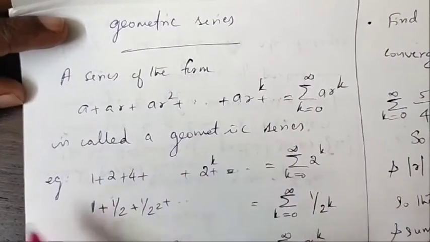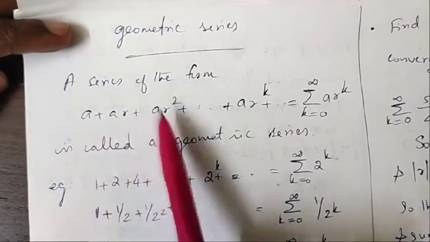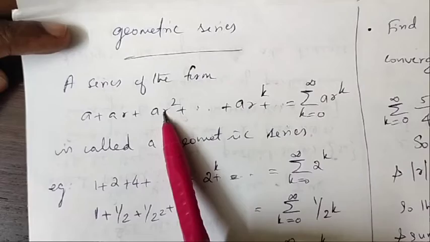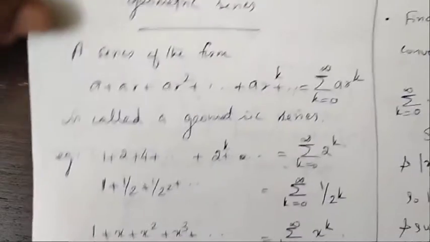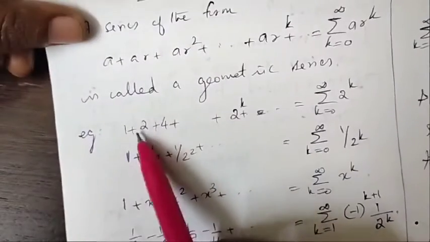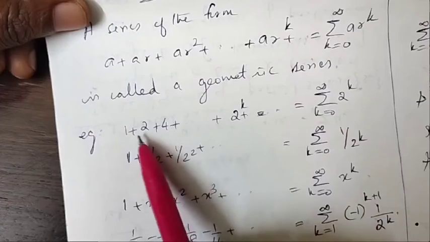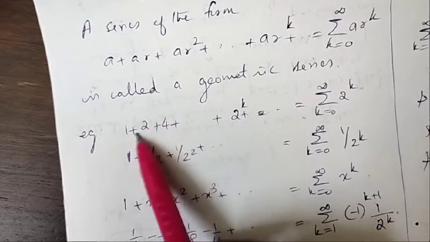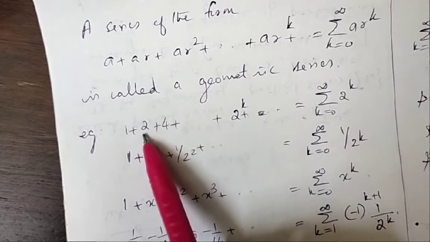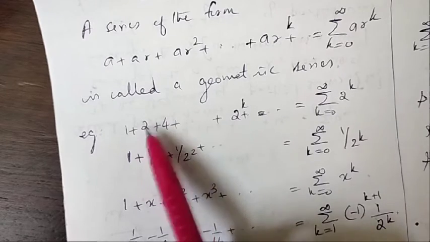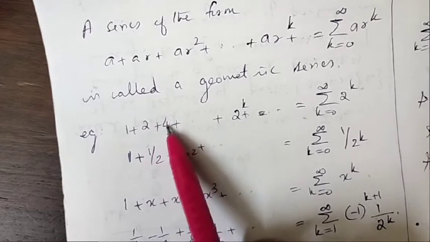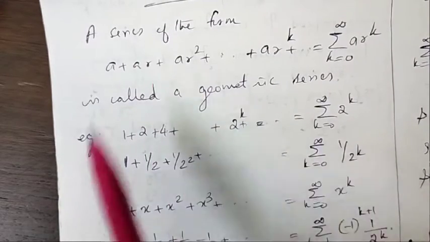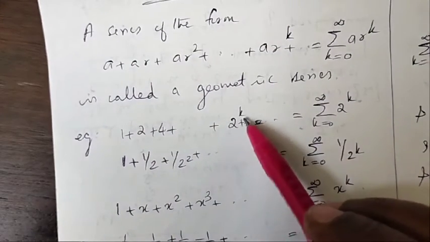So why is it called a geometric series? Because we get the successive terms by multiplying the just previous term with r. For example, 1 plus 2 plus 4 plus etc. First term is 1, second 2, again multiplying with 2. So what is the r value here? Which term is to be multiplied to get the next term? 2. So r is called the common ratio. Here a is the first term and r is the common ratio, which is 2.